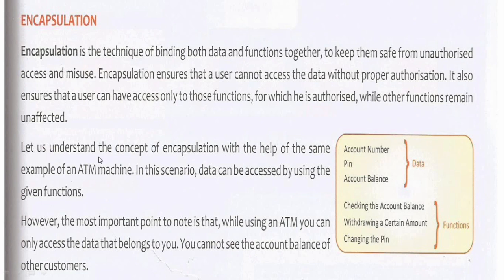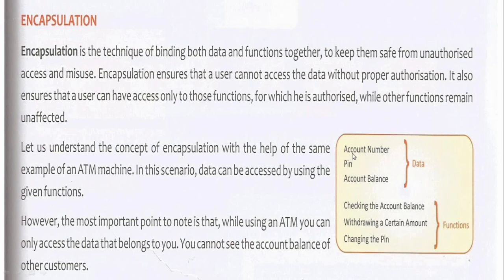Now let us understand the concept of encapsulation with the help of the same example of an ATM machine. We talked about the ATM machine earlier in data abstraction. Now let's talk about the same example. In the scenario of an ATM machine, the data can be accessed by using the given functions. Now see, there are these functions given over here, and these are the data. Now a person who has a bank account and who has a debit card will have an account number.